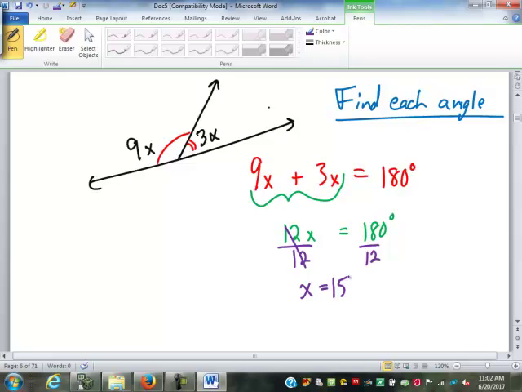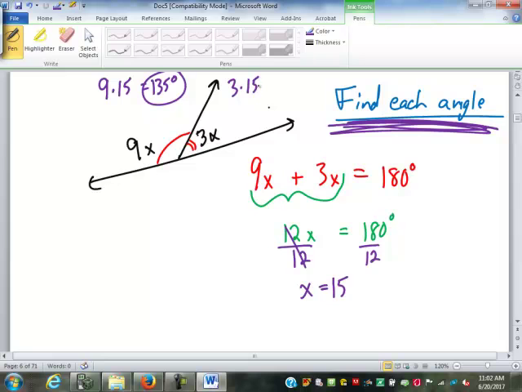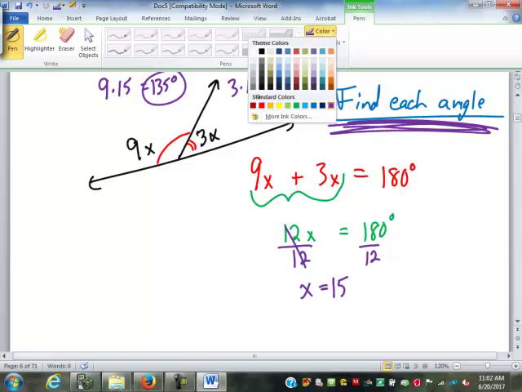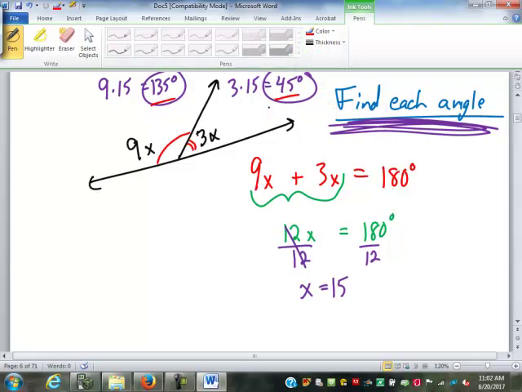Let's move on to the next one. No, what do we have to do? We have to answer the question, which was find each angle. We know x is 15, but that's not the angle. This angle is 9x. That's going to be 9 times 15, otherwise known as 135 degrees. This one's going to be 3 times 15, or 45 degrees. Now we're done. We have both angles.